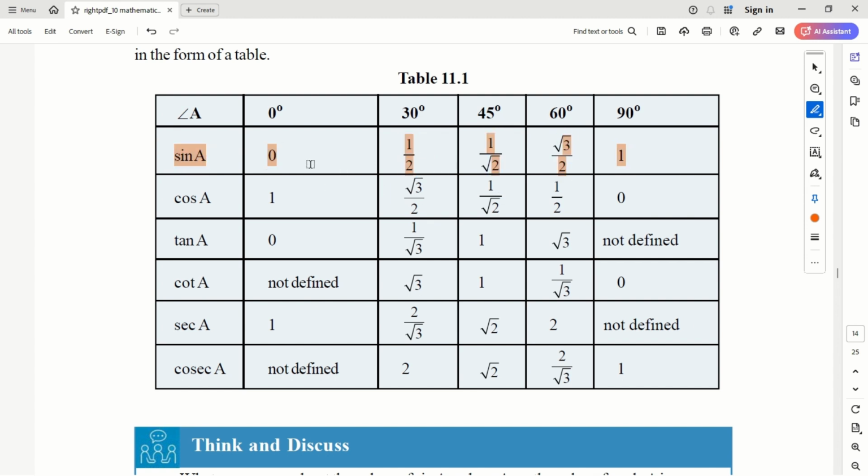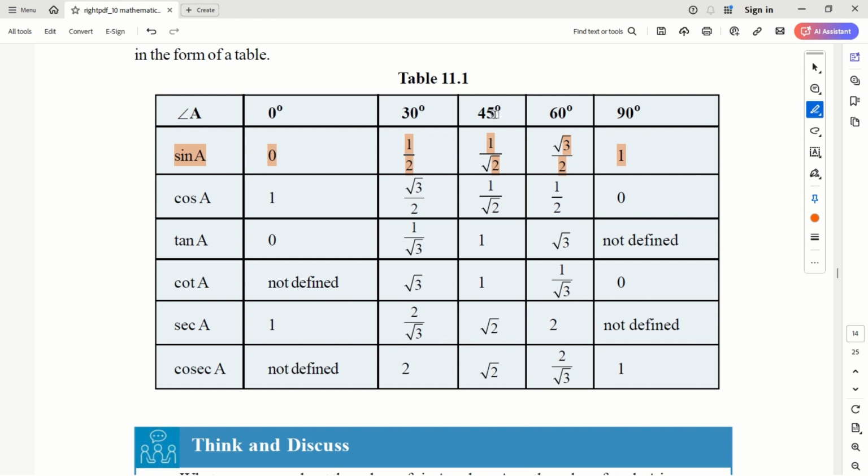Another easy way to remember is you write in order these angles: 0, 30, 45, 60, 90. Now you make it 0 by 4. First one is 0, so 0 by 4 is 0, square root of 0 by 4 basically. The second one is 1. This is the 0th term, this is the first term. So square root of 1 by 4, which is 1 by 2.